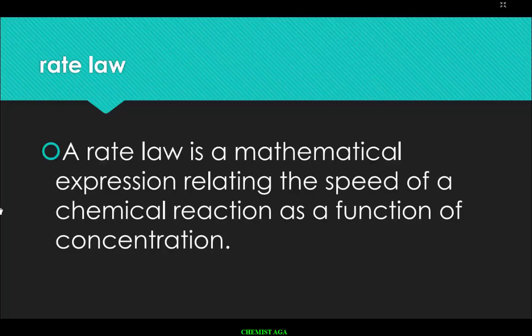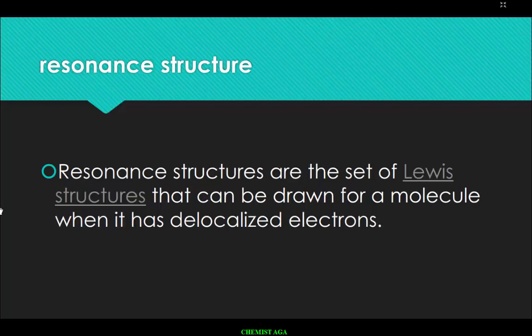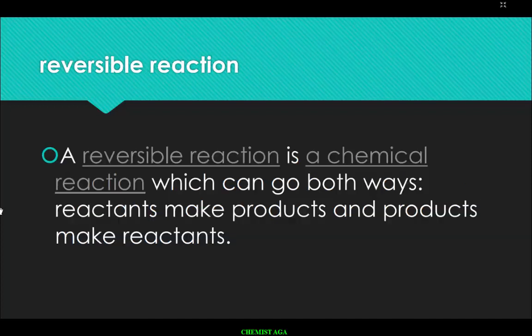Rate law. A rate law is a mathematical expression relating the speed of a chemical reaction as a function of concentration. Redox reaction. A redox reaction is a chemical reaction that involves oxidation and reduction. Resonance structure. Resonance structures are the set of Lewis structures that can be drawn for a molecule when it has delocalized electrons. Reversible reaction. A reversible reaction is a chemical reaction which can go both ways. Reactants make products and products make reactants.